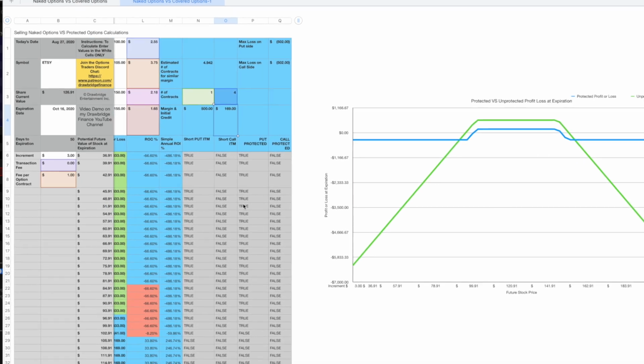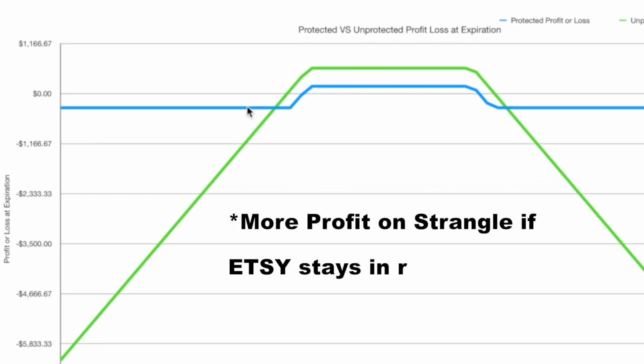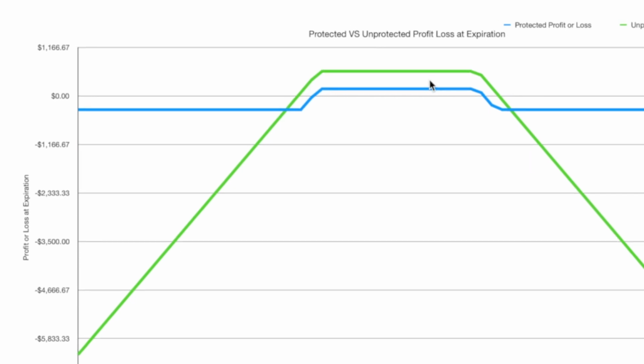What I want to see is on the graph, now this always shows us exactly what's going on. Clearly, I can see that this green unprotected option is going to be more profitable in all cases, but I'm also taking on more risk.